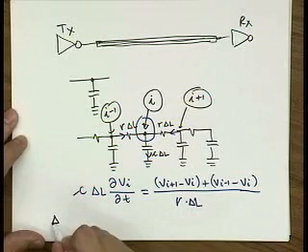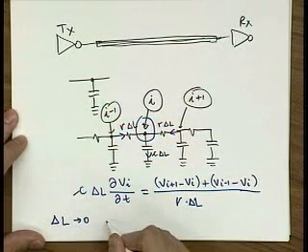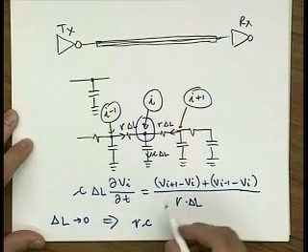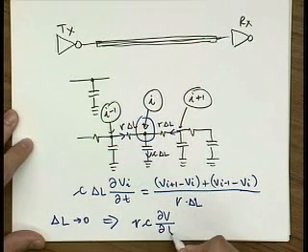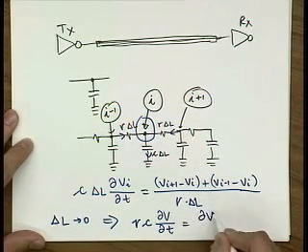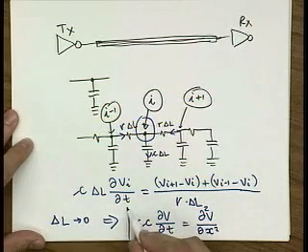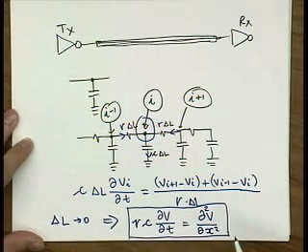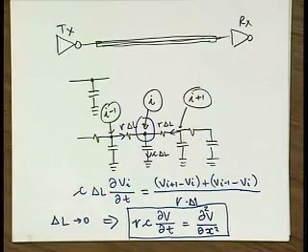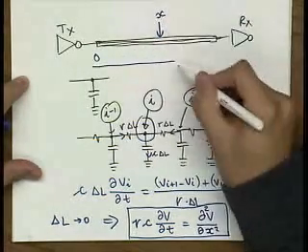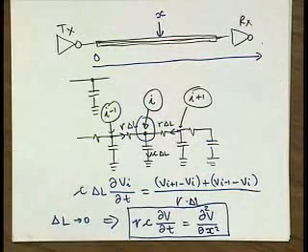Now, when you assume that your delta L is infinitely small, this becomes basically RC times dV over dt equals d squared V over dx squared. And this is your diffusion equation. So what this tells you is that the voltage at a given position x away from the source, if this is your 0 and this is your x on this axis, is a function of time and also distance from the source.